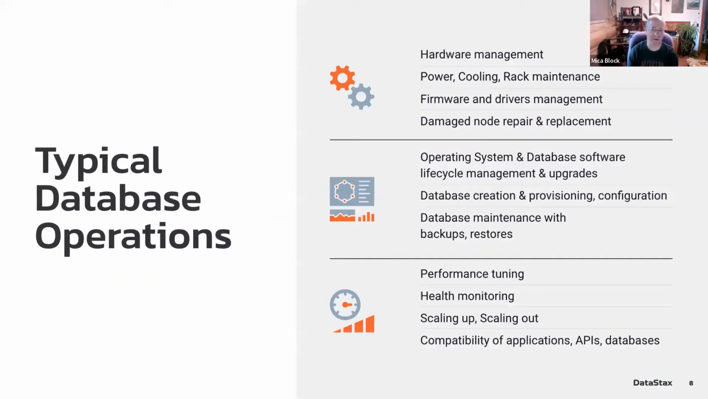So what are the typical database operations that we actually have? This is where DevOps comes into play. There's stuff on the hardware itself. If you're doing self-managed databases and you have your own data center, then there's hardware management, power, cooling, racks, all the things that you have to do with the hardware itself. And then there's the operating systems, the database software, the database creation, and database maintenance, backups and restore.